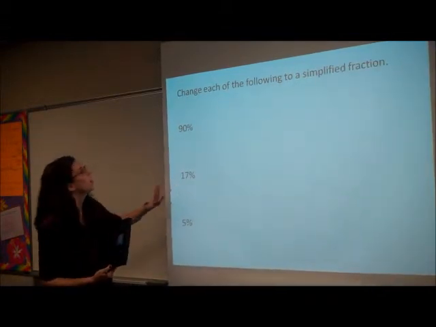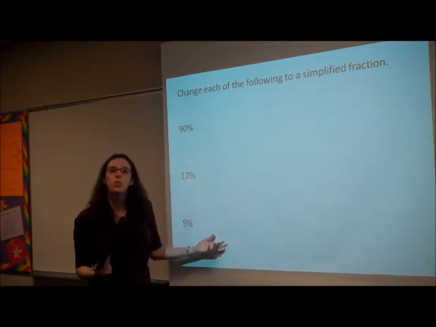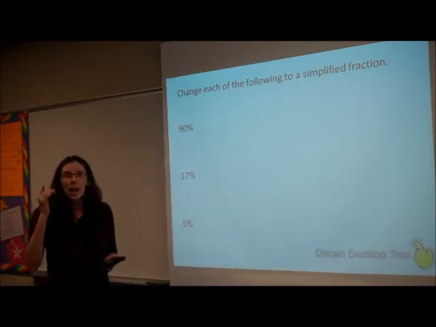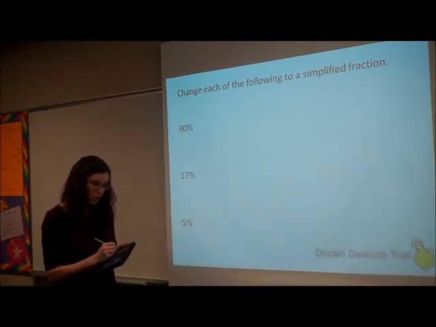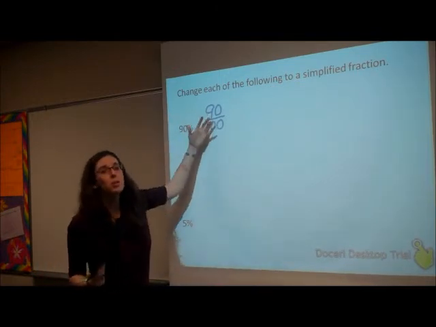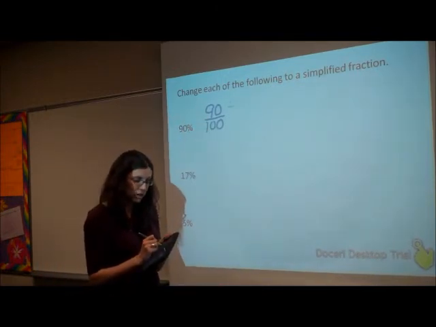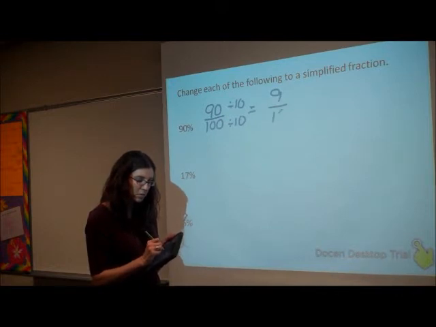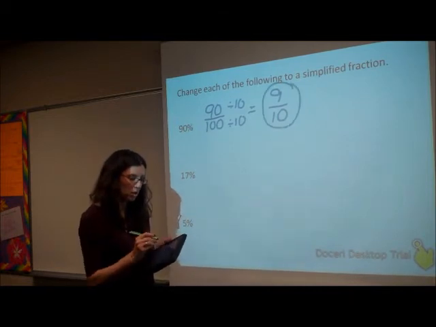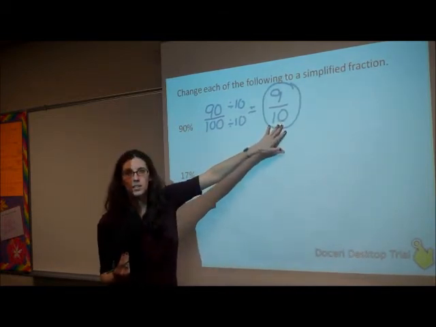Now, let's look at going from a percent to a fraction. Each percent is out of 100. So we're looking at a part, which for 90% is 90, out of our whole, which is 100. So we have a fraction. Now all we need to do is simplify it. We could divide each of these by 10. So 90 divided by 10 gives me 9. 100 divided by 10 gives me 10. 9/10, I can't simplify that anymore. So 90% is equivalent to 9/10.